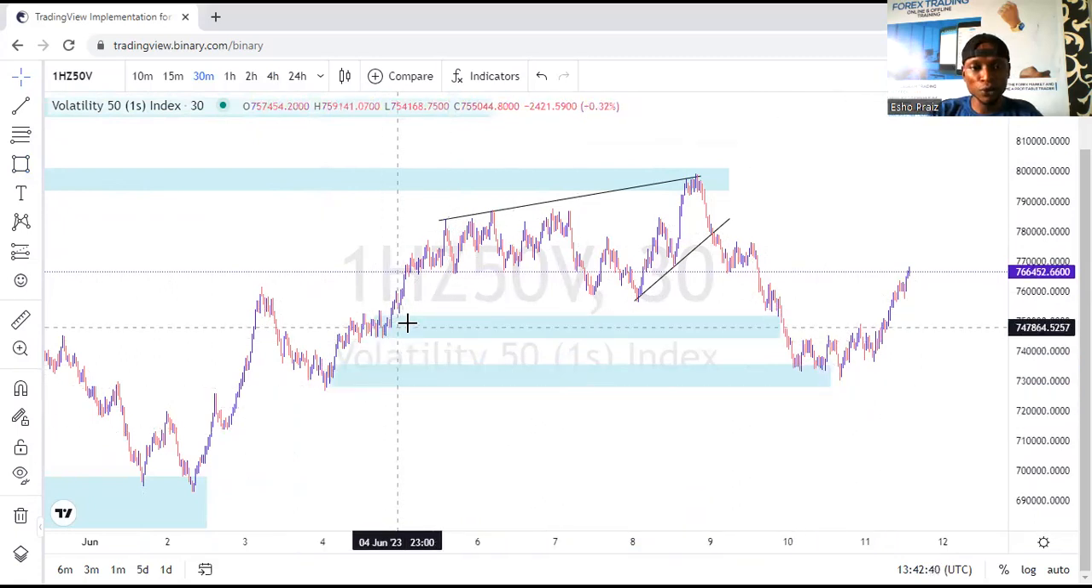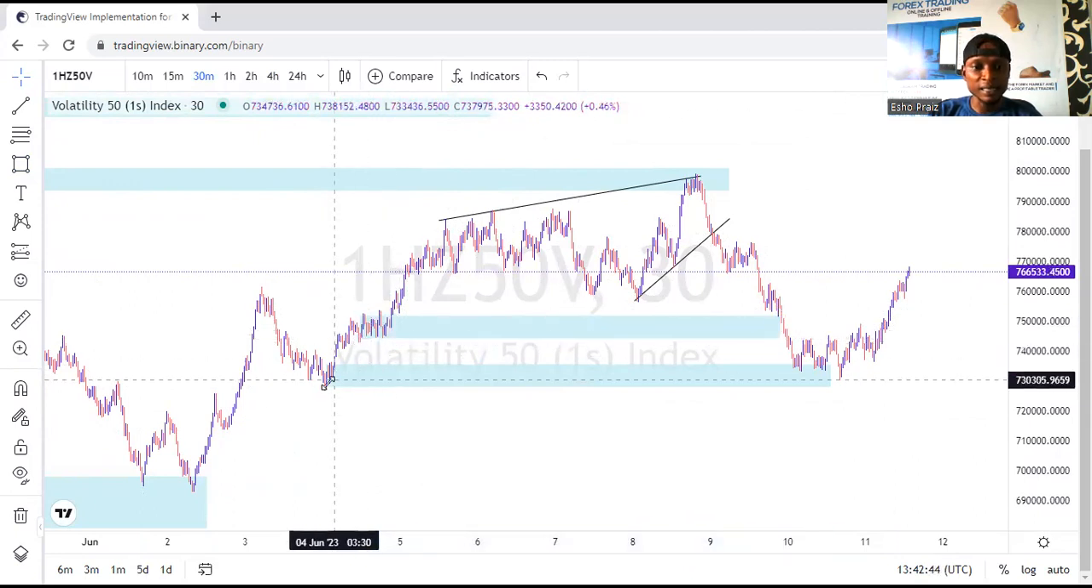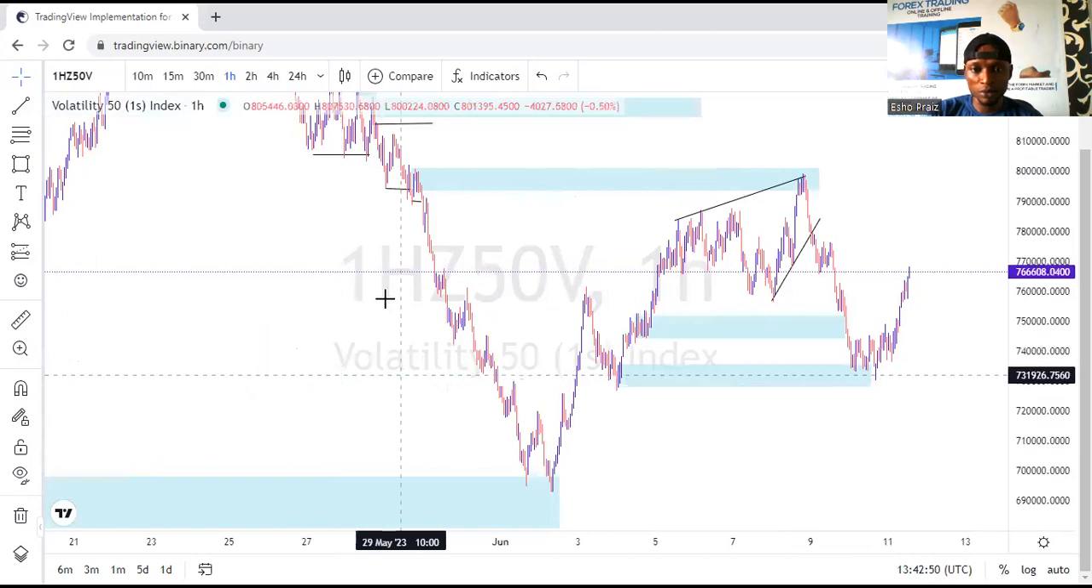We have the first order block here. There is a zone here, understand? And then there is another one here. Let me go back to 1 hour for us to be able to see it. Let's wait for it to load.